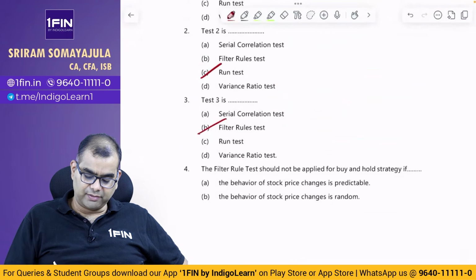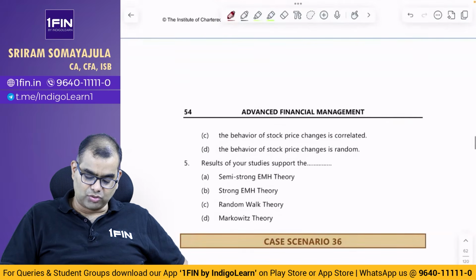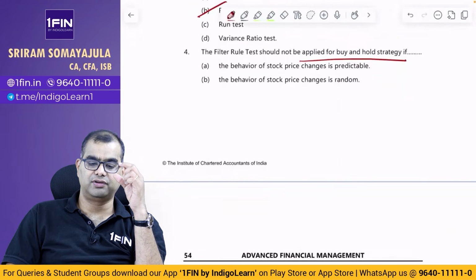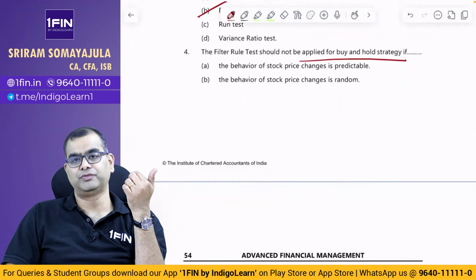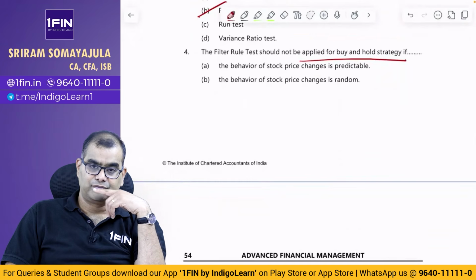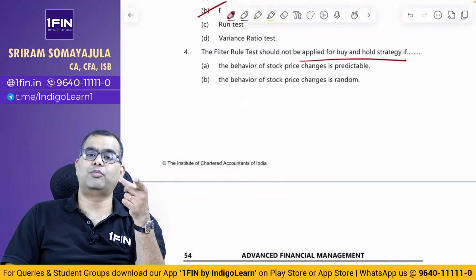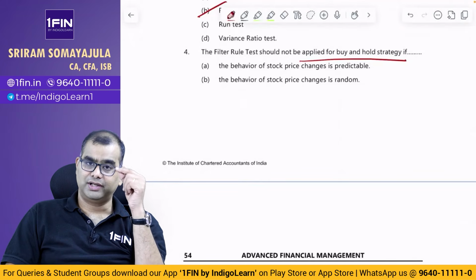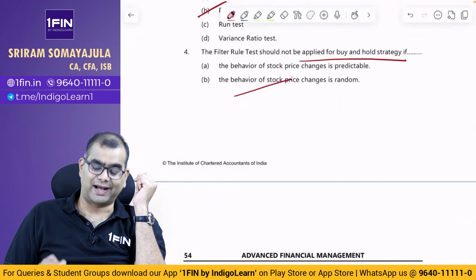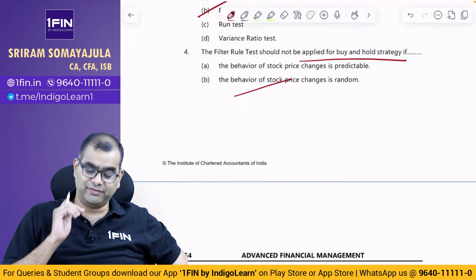The filter rule should not outperform buy and hold if the behavior of price changes is random. See, if it outperforms buy and hold, then the market is not efficient, not even weakly efficient. In a weakly efficient market, the filter rule does not generate more than buy and hold. So when will that happen? When the behavior is random, not when behavior is predictable. If behavior is predictable, it will generate more than buy and hold, and then it is not even a weakly efficient market.